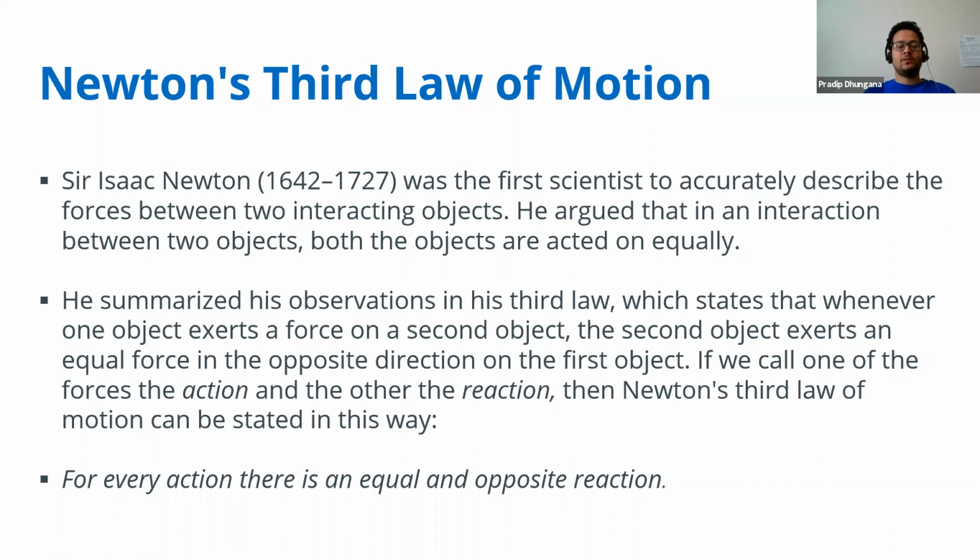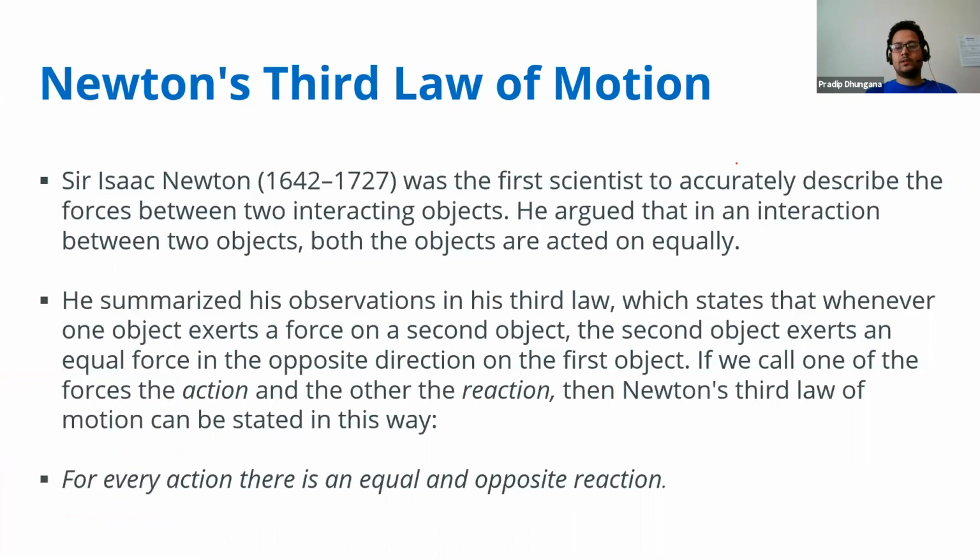And he summarized that whenever one object exerts a force on a second object, the second object also exerts an equal force in the opposite direction on the first object. If we call one force the action and another force the reaction, then Newton's third law can be described this way: for every action, there is an equal and opposite reaction.